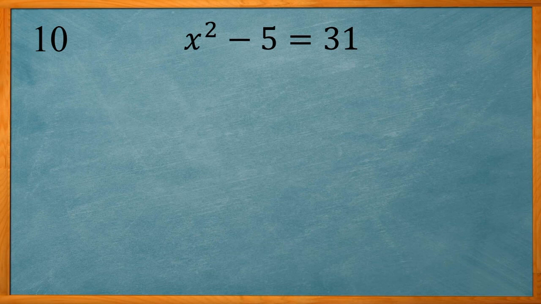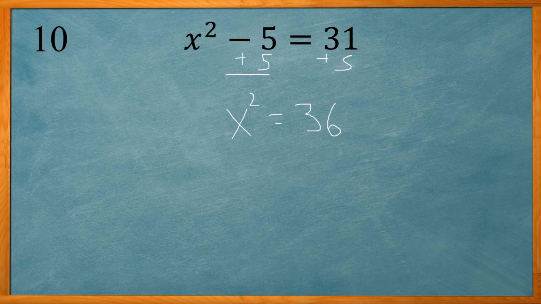This one also involves a square in it. x squared minus 5 equals 31. Now again, we want to isolate the x term, so this is actually going to be a two-step problem. I'm going to get rid of that 5 by adding 5 to both sides. So that adds up to 0, leaving me with just the x squared. And then 31 plus 5 is 36.